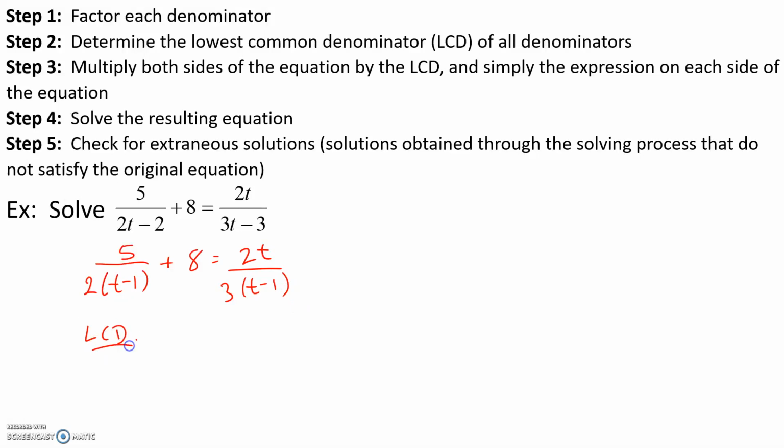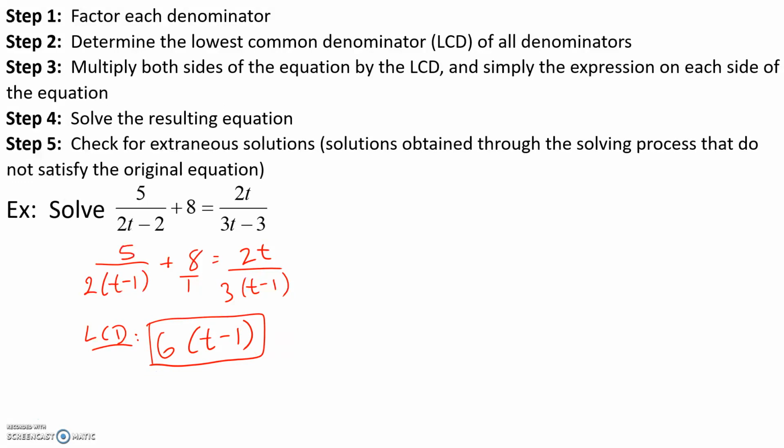The LCD, now 8 doesn't have a denominator, so I'm going to put a 1 there. The LCD is the LCD of all the denominators. So between 2 and 3, the LCD is going to be 6. It has to be a number that 2 and 3 can both go into. And t minus 1, that's the only other unique factor, because this t minus 1 will already be in the LCD once you include the t minus 1 from the first denominator. So our LCD is going to be 6 times the quantity t minus 1.